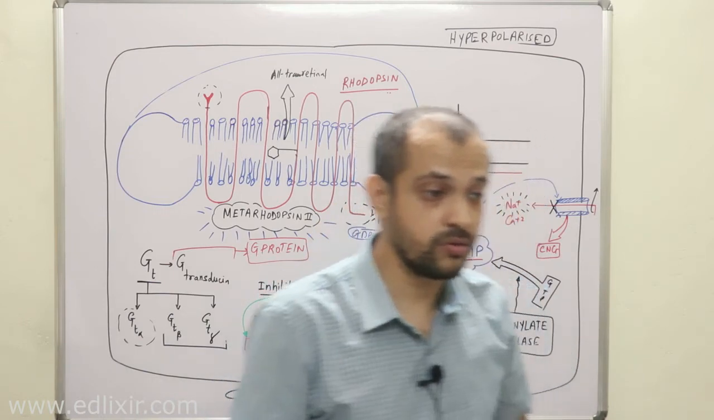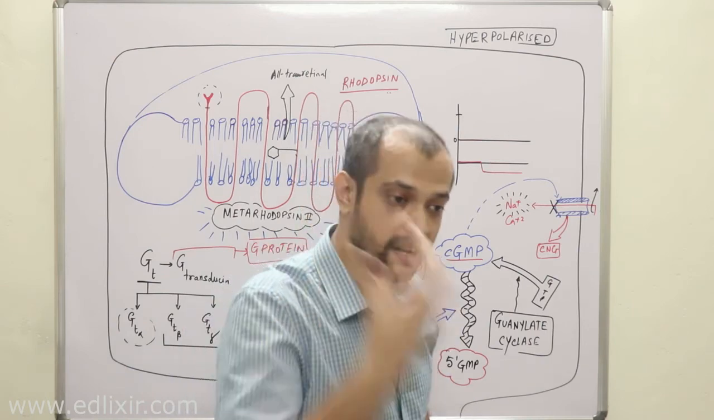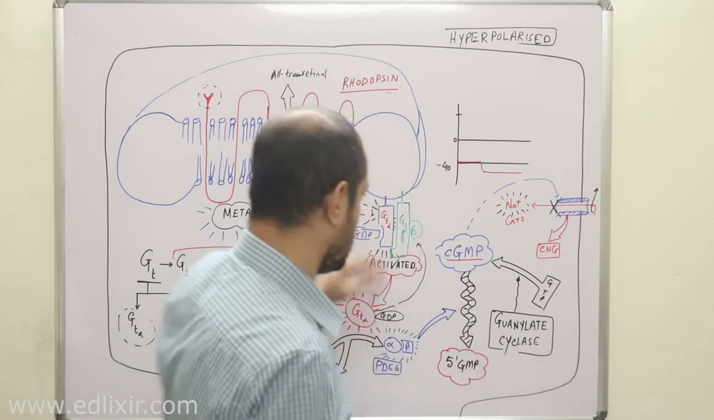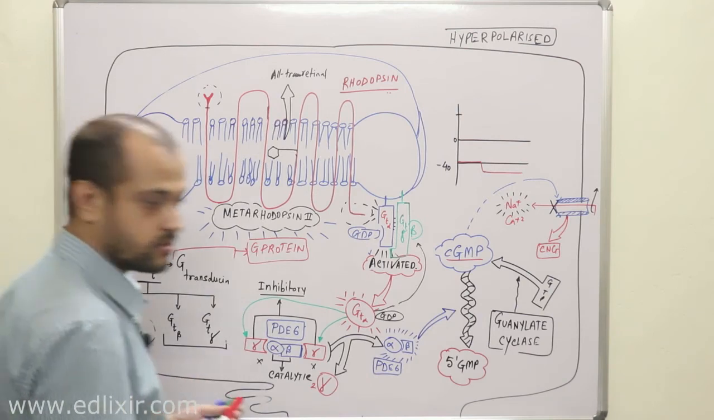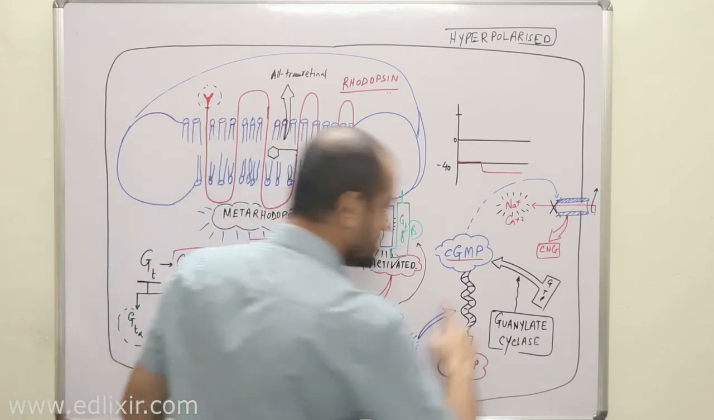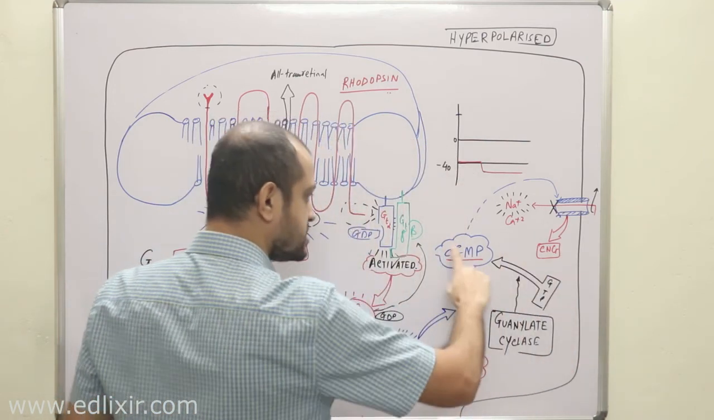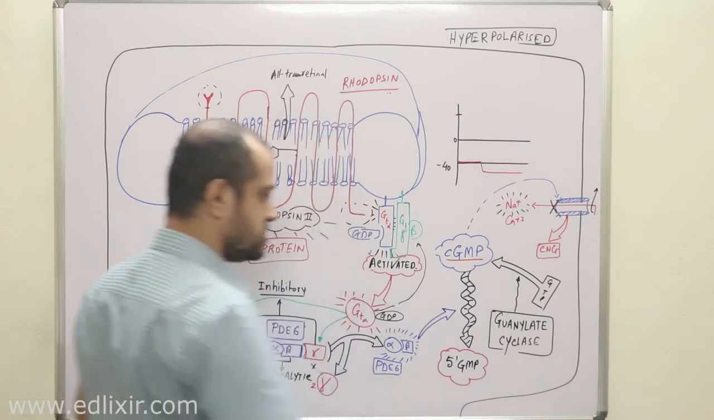We will be talking about the mechanism of how this changes when you are using your color vision, but not now. This whole thing is for your dark vision. Now listen, in the ordinary stage, guanylate cyclase converts GTP into cyclic GMP, and this cyclic GMP used to sit here, right? Now listen with all your attention.